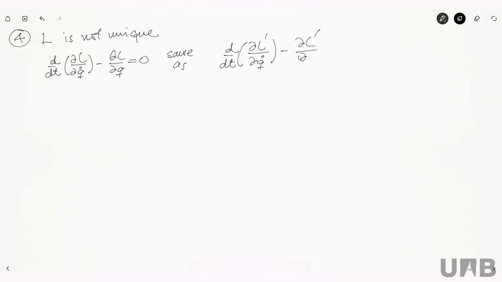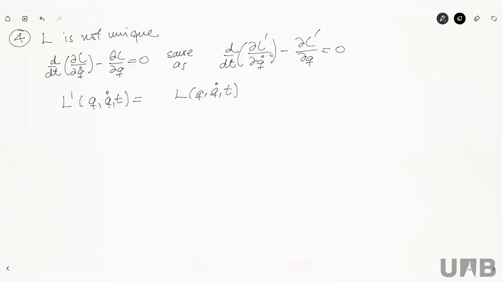The same equations for another Lagrangian L prime. And now the question is, what is the relationship between L prime and L? The coordinates are the same, so they are still q. I'm not making a change of variables. The only thing that I'm saying is that if it is true that these equations are the same as those, what is the relationship between L and L prime?